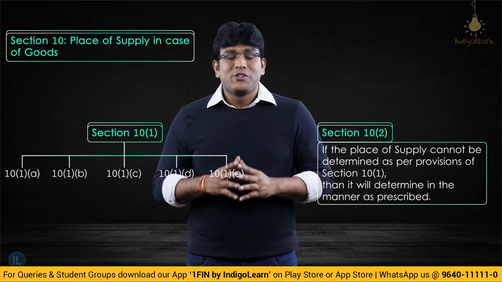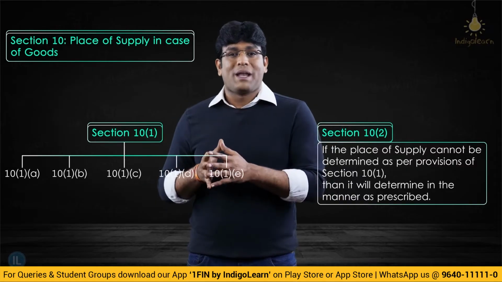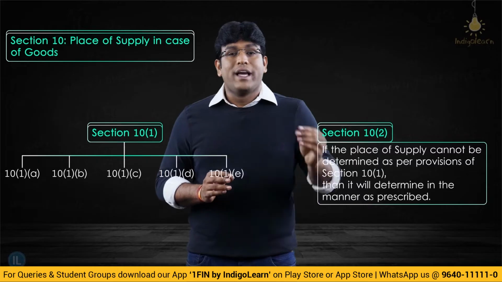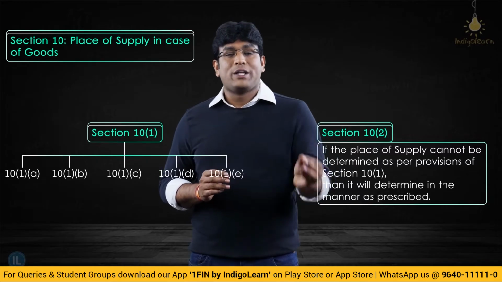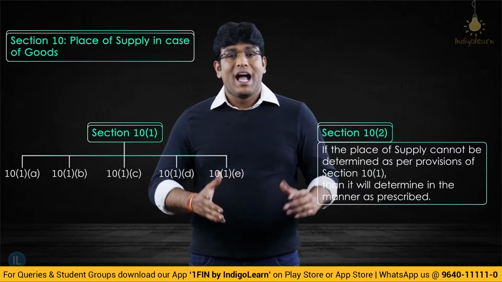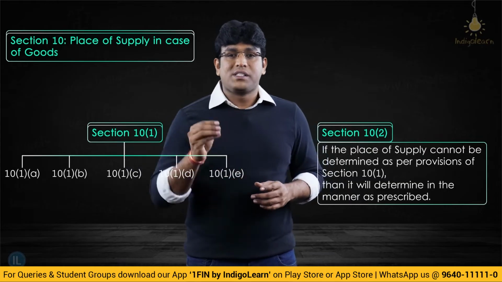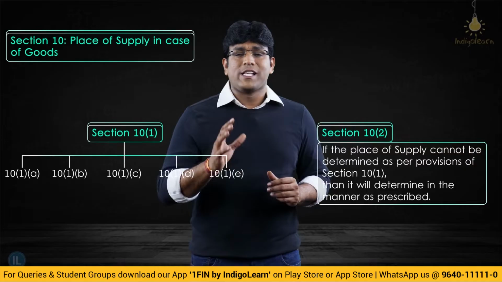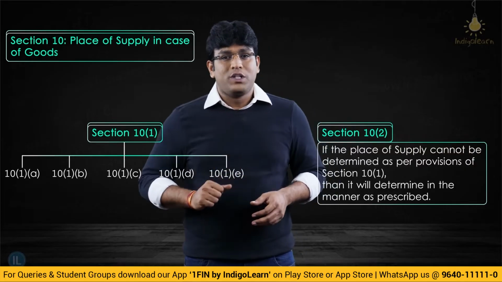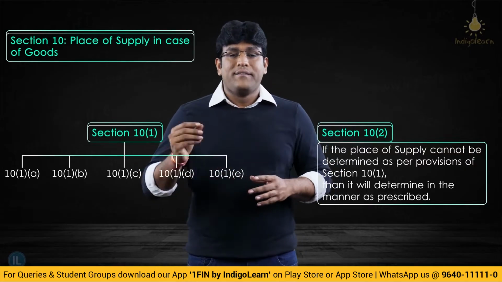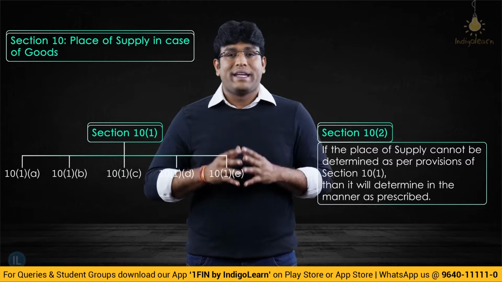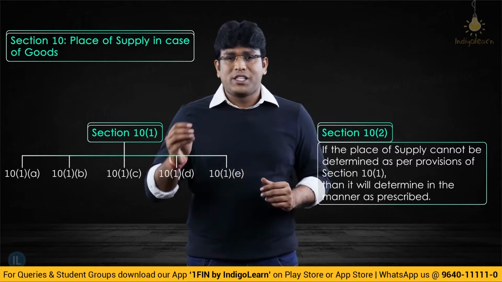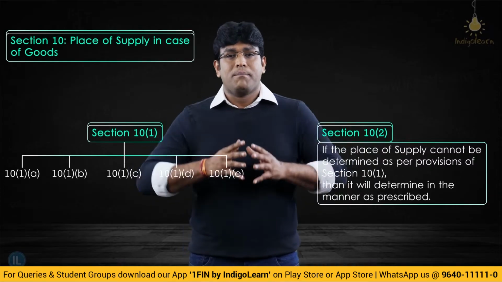That's it. So if you are not able to determine place of supply by applying 10.1, then don't worry. They will prescribe in what manner you have to determine place of supply. And a practical point, generally it is prescribed by way of rules. And so far, nothing has been prescribed. So our focus is only on 10 subsection 1, in which we have got 5 clauses, 10.1a, 10.1b, 10.1c, 10.1d, 10.1e. Let's talk every point in detail and become perfect.